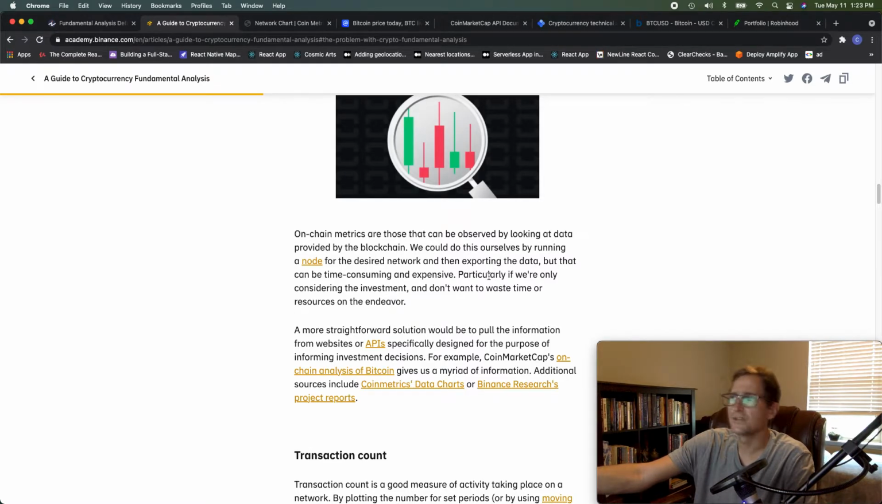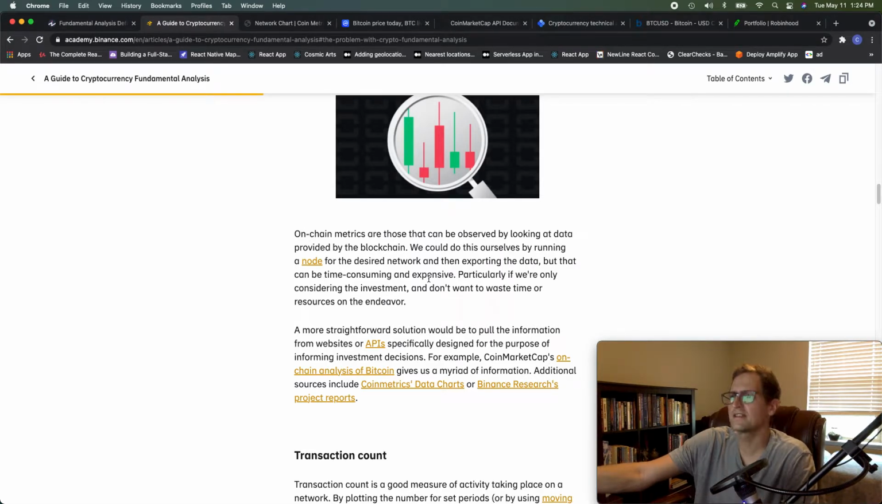On-chain metrics are those that can be observed by looking at the data provided by the blockchain. We could do this ourselves by running a node, so we could be a node for the blockchain, and then export the data. That can be time-consuming and expensive, and this is absolutely true, guys. Imagine trying to download the Bitcoin blockchain.